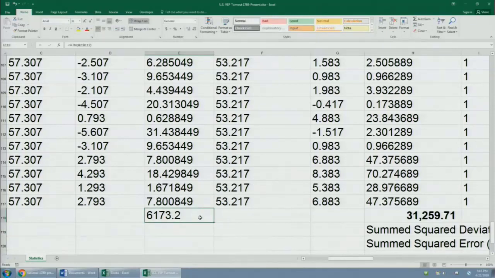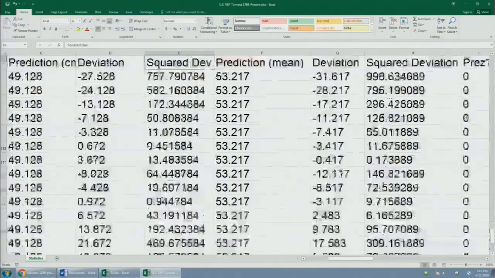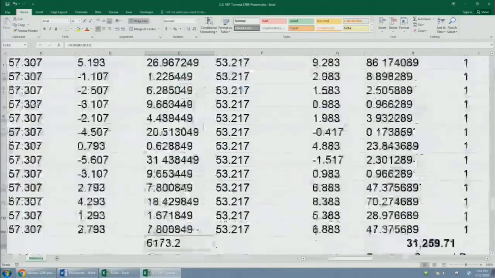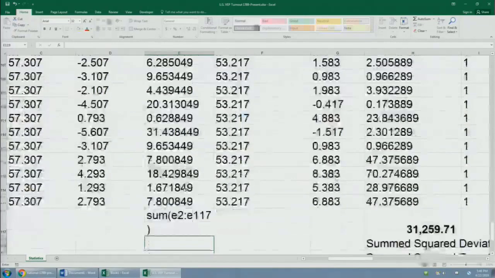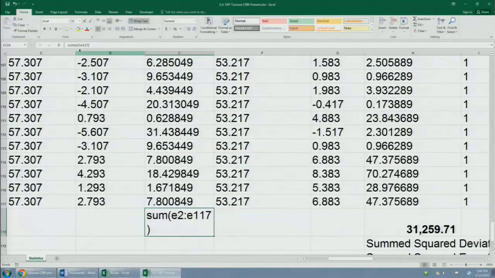No. Oh, I added up the wrong one. It's the sum of E2 to E117. Oh, and I have to put an equal sign there. I'm sorry, I'm stringing you guys along. Okay, here we go. Oh!